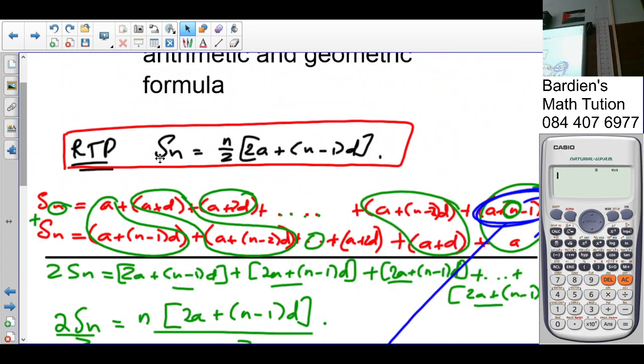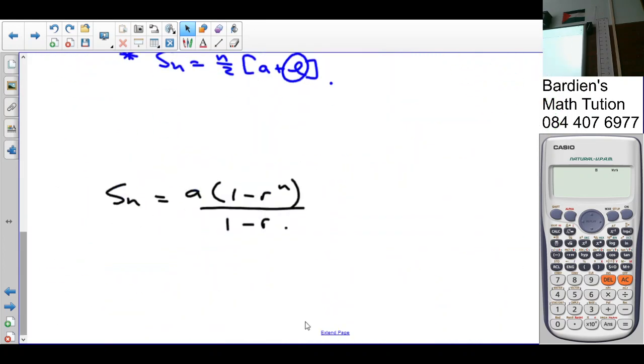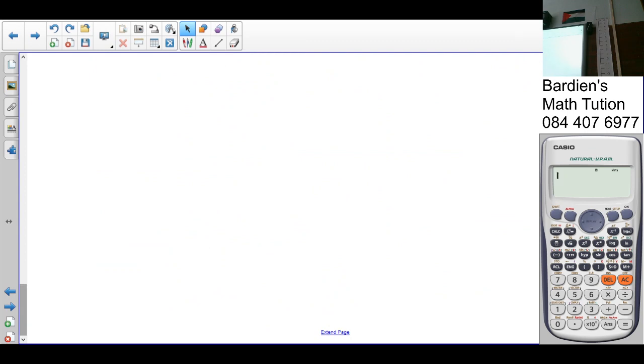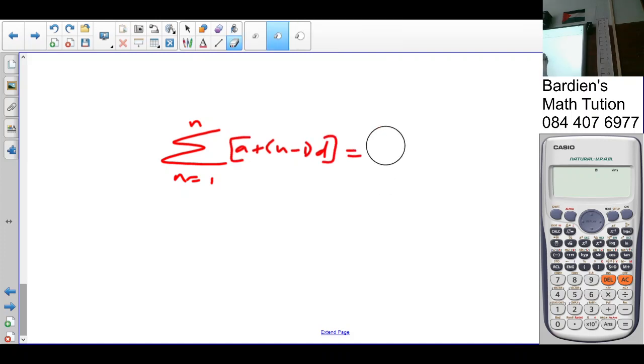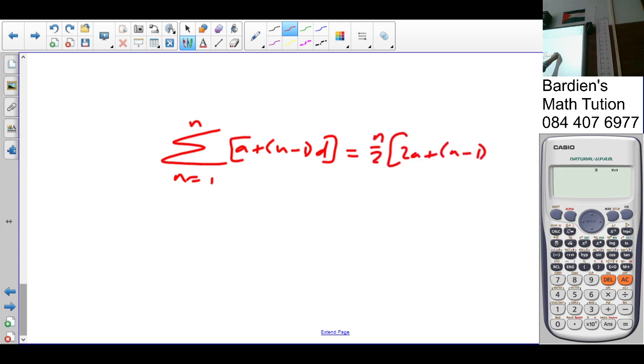Remember, this is for the sum of an arithmetic sequence. There's a common difference. Another way they could have asked us, instead of saying required to prove, let me draw your attention to this here. They could have asked you, prove the formula, exactly what we did in the first case, for n amount of terms, where Tn, the general term, is a plus n minus 1 d, is equal to n over 2 into 2a plus n minus 1 d. They will ask you to prove.